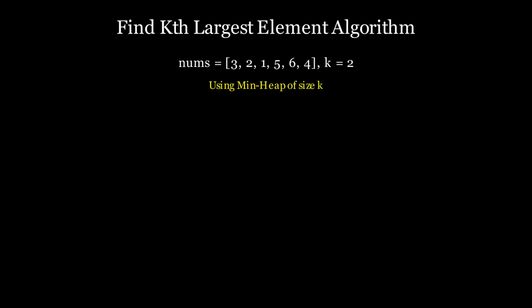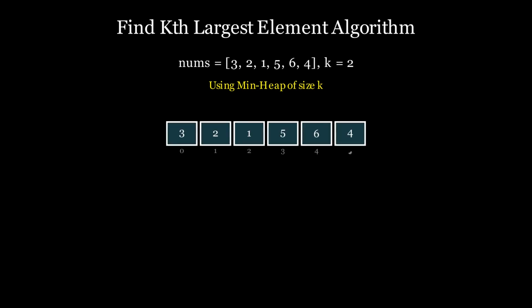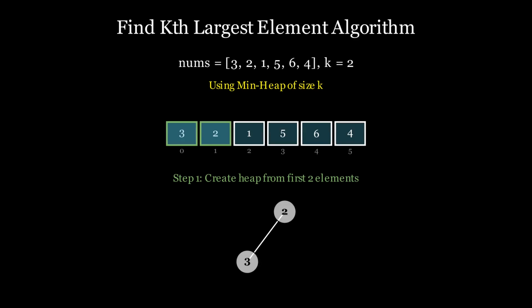So for the integer array 3, 2, 1, 5, 6, 4, the first thing we're going to do is take the first k elements. In this case, since k is equal to 2, we're going to take 3 and 2, and we're going to convert them into a min heap. We do this so we can keep track of the k largest elements we've seen so far.